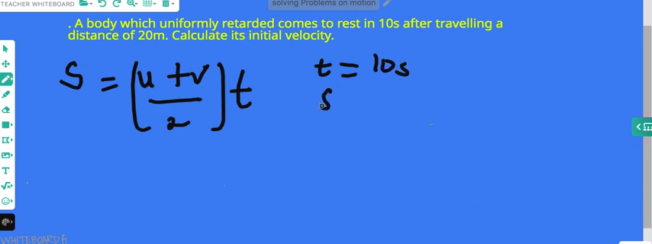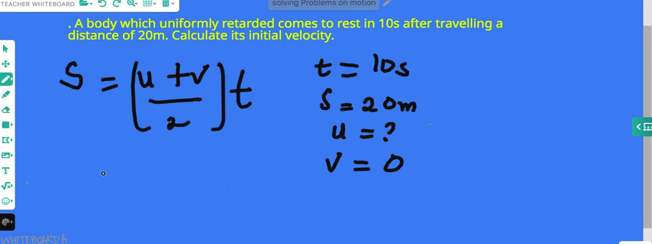We have distance, which is 20 meters. We are looking for u. Our final velocity, since the body is retarding, is 0. Before the body comes to rest, on getting to the maximum, v becomes 0. So these are the things we have, and that's why this formula is suitable. Every other formula you can't use because they contain acceleration, and there's no acceleration here.